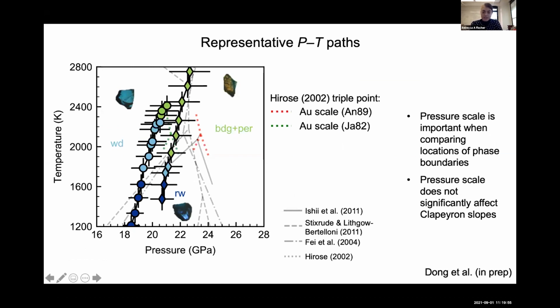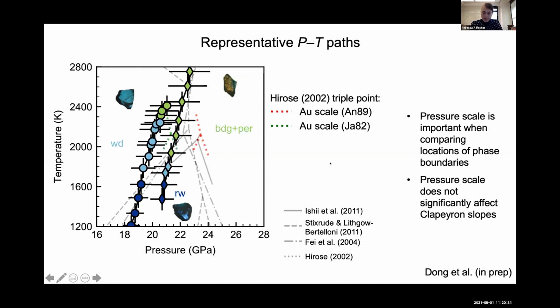So Hirose 2002 did some careful looking at where the triple point is, and he used a gold pressure standard. We recalculated his triple point using 2 different gold pressure scales from Anderson and Jameson. And that gives you either this red triple point or this green triple point that are maybe 2 or 3 GPa apart from each other. So it just sort of underscores you have to be careful with what pressure scale you're using, and at least be consistent between studies.